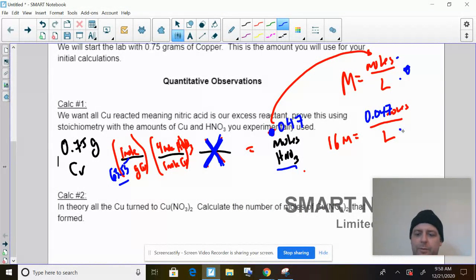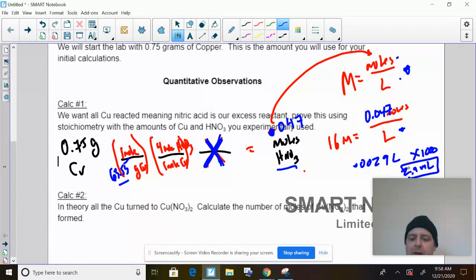So we want to solve for liters. When you solve for liters, you cross multiply and divide, and you get 0.029 liters. Now we want to convert that to milliliters, so we multiply by 1,000 to get it to milliliters. And it's going to be 2.9 milliliters.